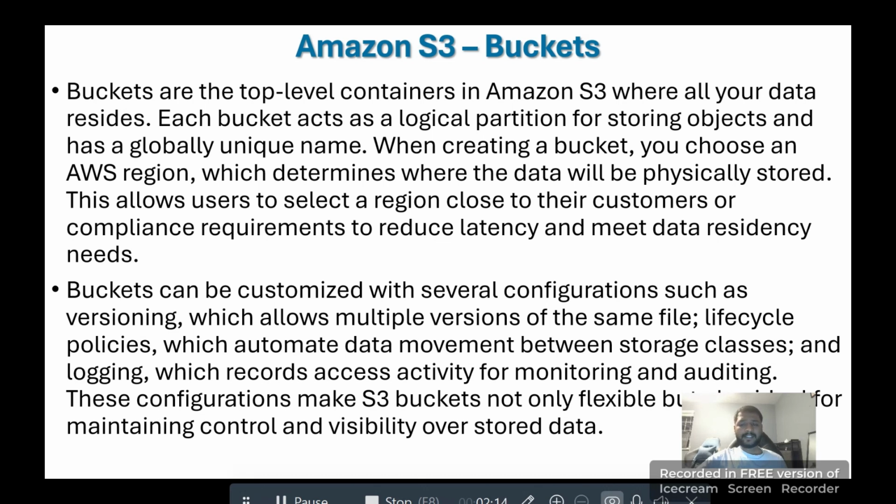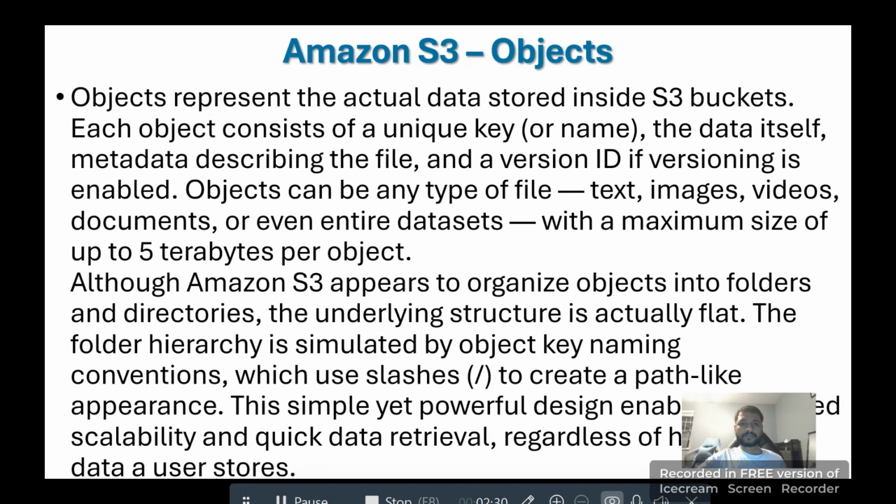Amazon S3 objects. Objects represent the actual data stored inside S3 buckets. Each object consists of a unique key, the data itself, metadata describing the file, and a version ID if versioning is enabled. The object can be any type of file, text, image, videos, documents, or even entire data sets, with a maximum size of up to 5 terabytes per object.